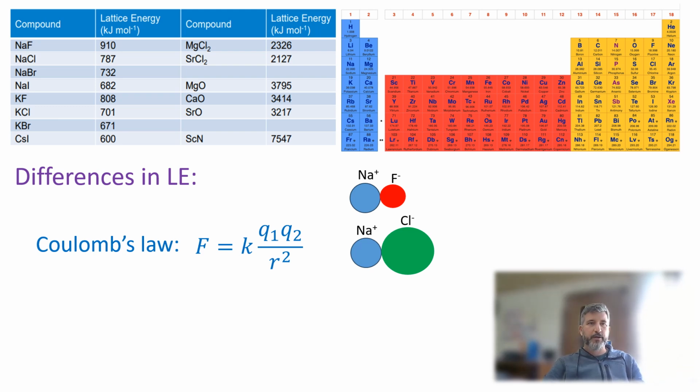And so if I compare sodium fluoride up here at 910 kilojoules per mole to sodium chloride, you can see that sodium chloride with the larger chloride ion has a lesser lattice energy, meaning that the force of attraction between the two ions is smaller.